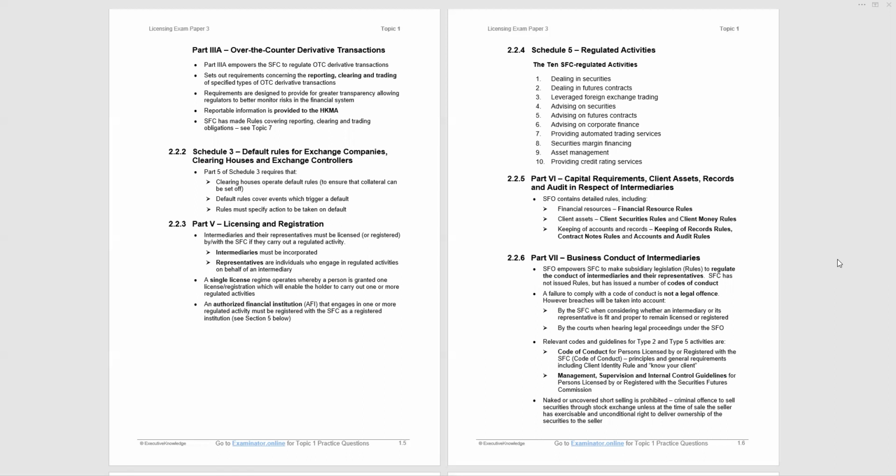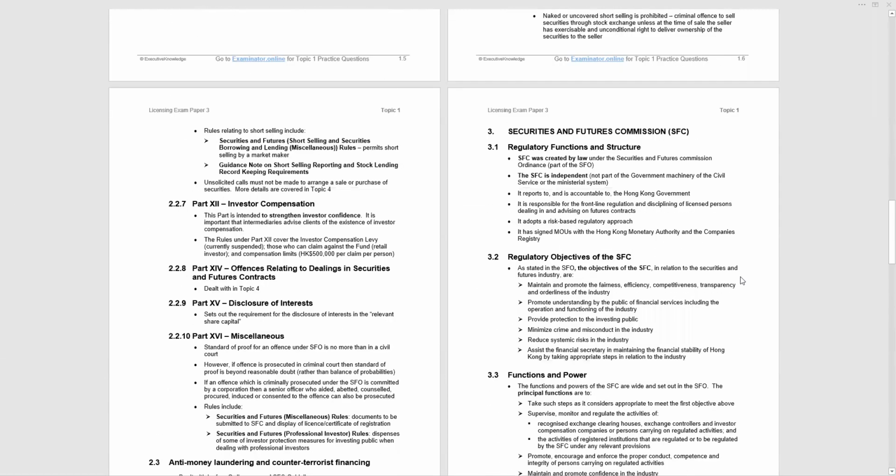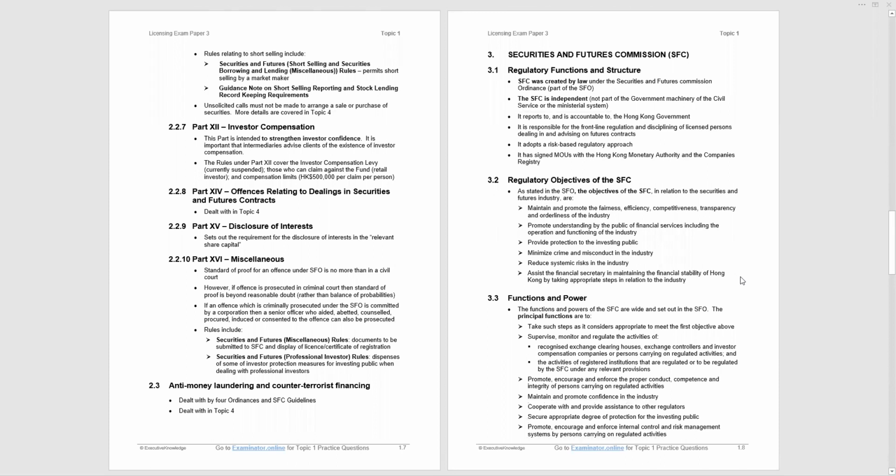Right at the bottom there, it says naked or uncovered short selling is prohibited. So in Hong Kong, naked short selling, where you do not have access to the underlying asset, is illegal. Covered short selling is permitted. And then we have some rules with regard to short selling that are outlined there. More details on unsolicited calls, cold calling, will be covered in topic 4.